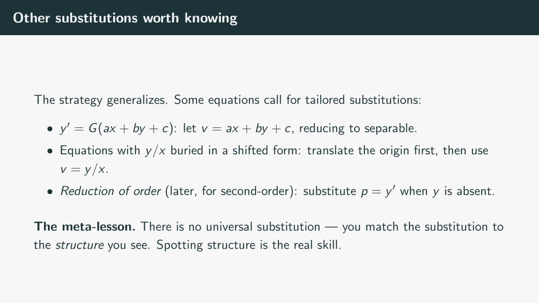The meta-lesson is the important takeaway. There is no single universal substitution. Instead, you look at the structure of the equation and choose a substitution that matches it, developing an eye for that structure. Recognizing a ratio, a linear combination, a hidden power is the real skill, and it pays off across all of mathematics.